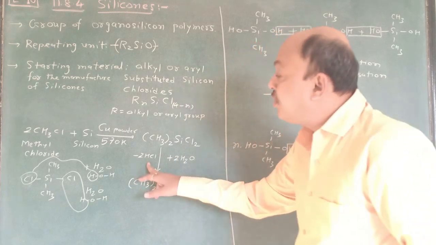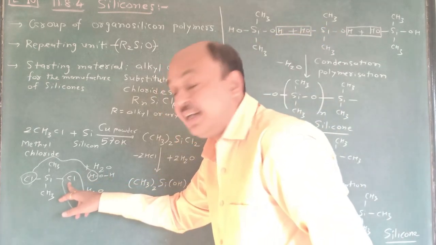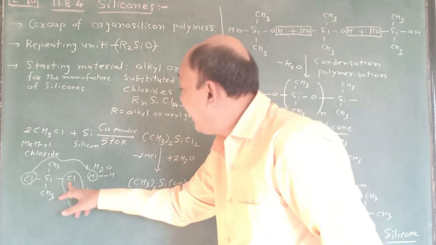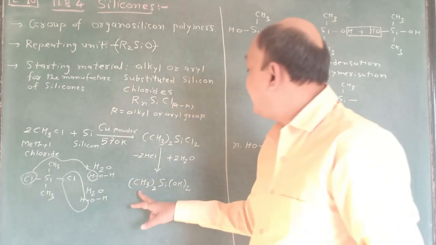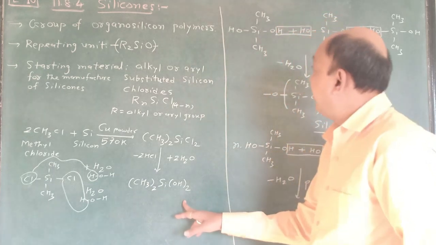So here we get 2 moles of HCl, and then we can say that it takes place with the help of OH and here OH. So here (CH3)2Si(OH)2. This product is obtained. Okay.